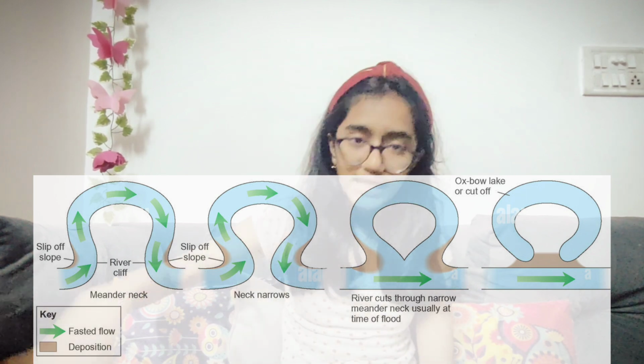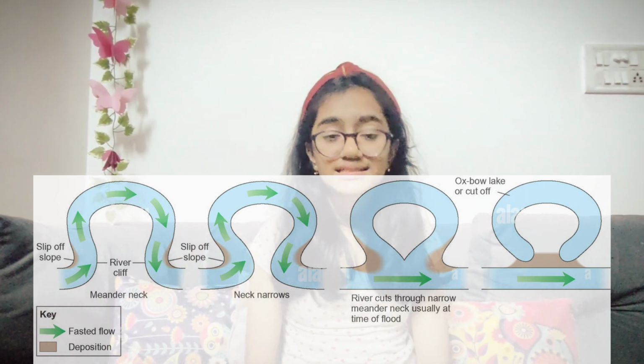So this whole area where the river is, that is known as a floodplain, and when flooding happens, a lot of sediments are deposited there, and this makes the land fertile and good for agriculture. The raised banks are called levees.